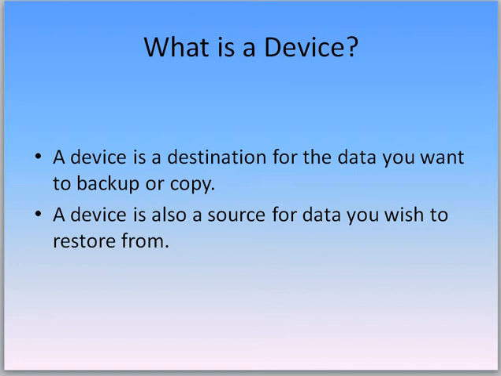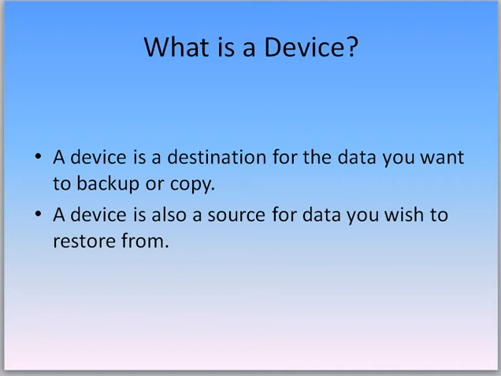Put simply, a device is a place to store your data. A device can be the online device, the BlueSky online service. A device can be your local hard drive. Anything that you use to store data to when you're doing a backup is a device. A device is also something that you would restore data from when you're doing a restore.